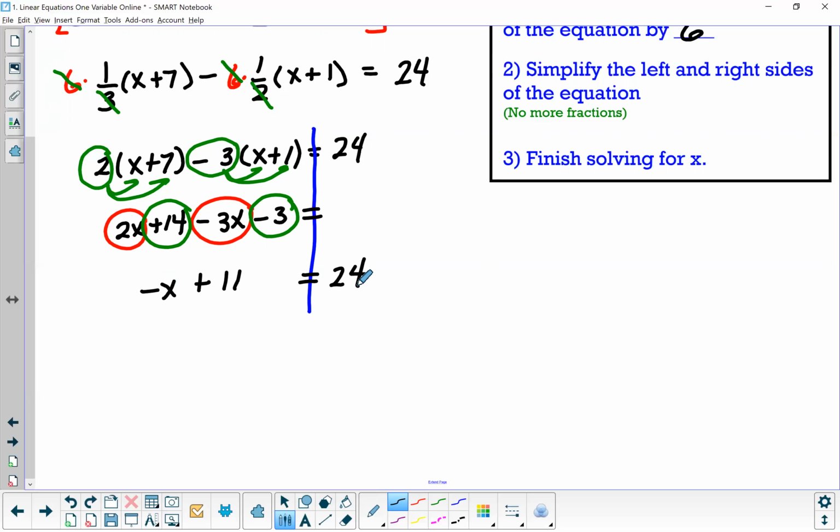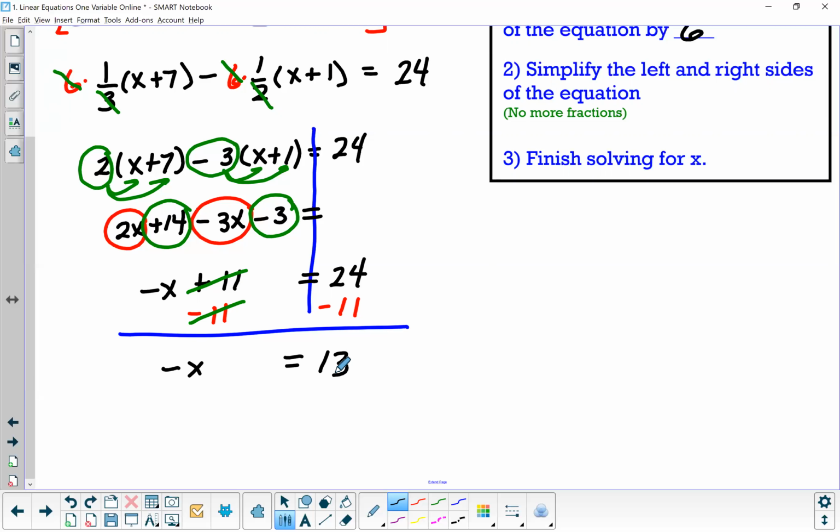So now we can undo the order of operations using addition and subtraction first. So I'm going to bring the constant terms to the right, which means I'm going to subtract 11 from the left side and then from the right side. That gives me negative 1x plus 11 minus 11, that's 0. That equals, and then 24 minus 11, that gives me 13.